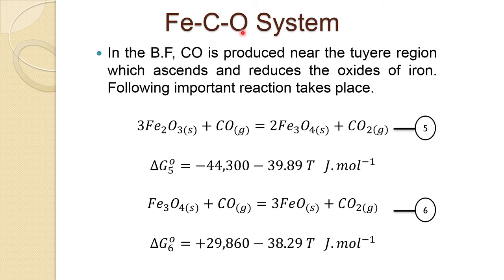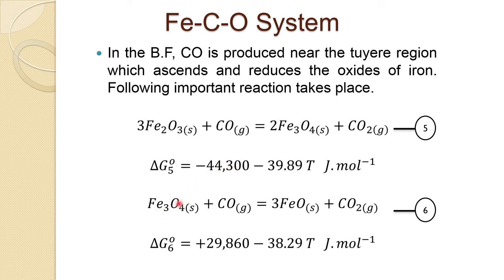Now we come to the third system, the iron, carbon and oxygen system. This is the one which is quite prevalent in the blast furnace. In the blast furnace CO is produced near the tuyere region, which ascends and reduces the oxides of iron. The following important reactions take place. Obviously, we are going from the top. As soon as you charge the ore, which is mostly hematite, it reduces with carbon monoxide to magnetite and CO2. You can see this is an exothermic reaction.